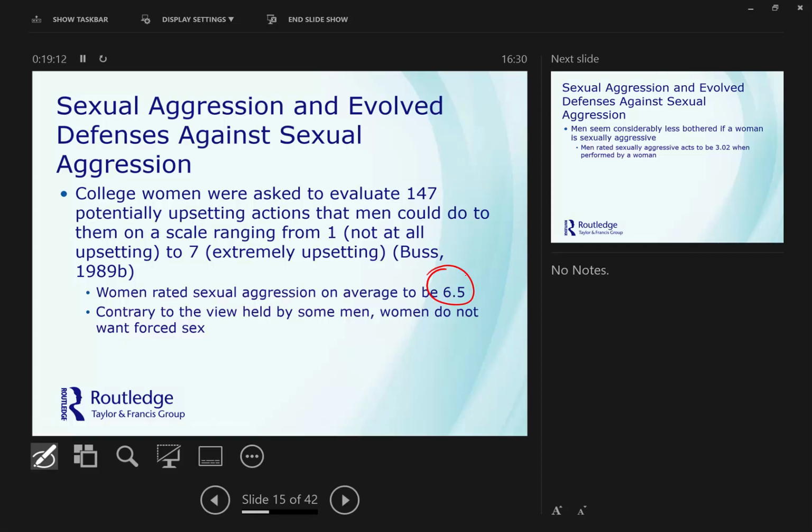And so if you were to go ask a number of women on this, 1 being not so bad at all and 7 being the absolute worst, how would you rate sexual aggression?